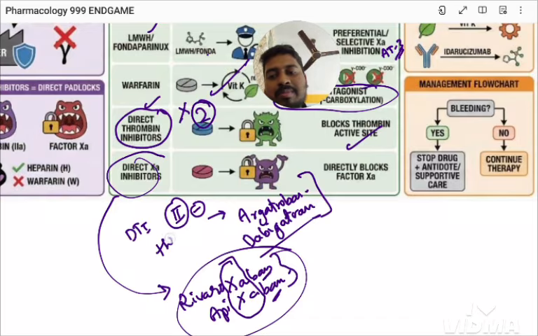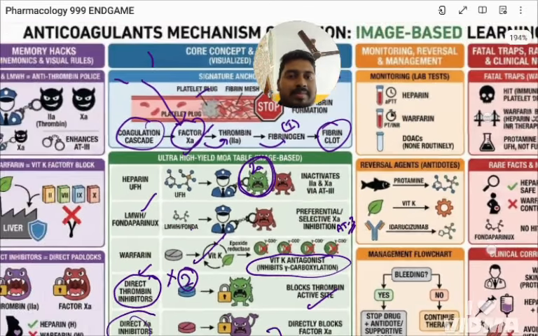How to remember this? What is thrombin? What is factor 2? It is thrombin, no? So you'll get TR, thrombin. So that is how you remember.